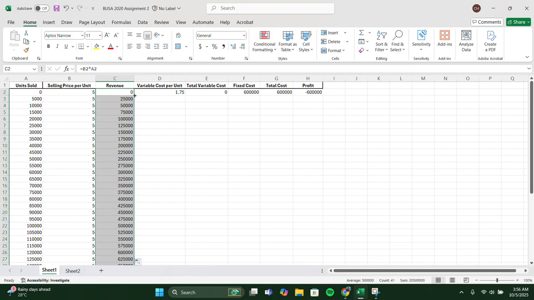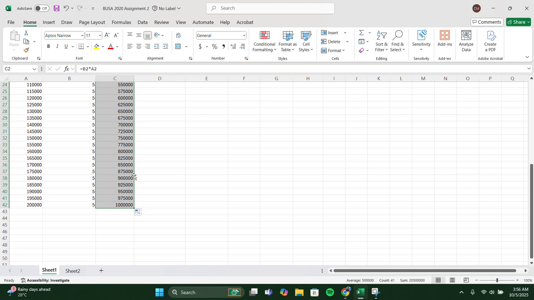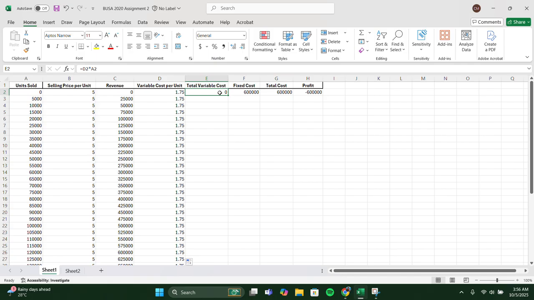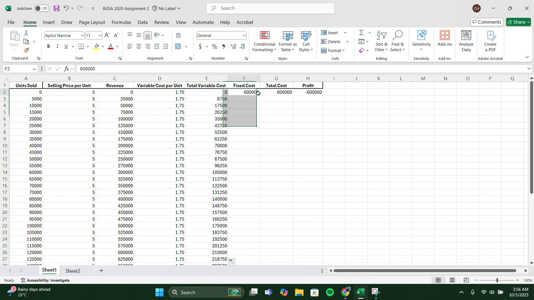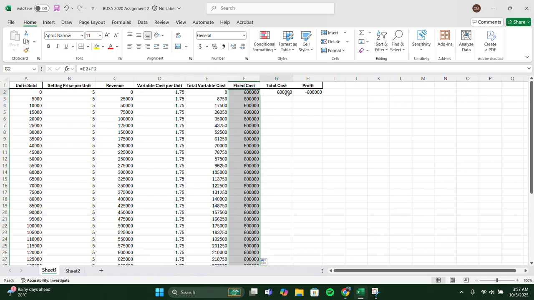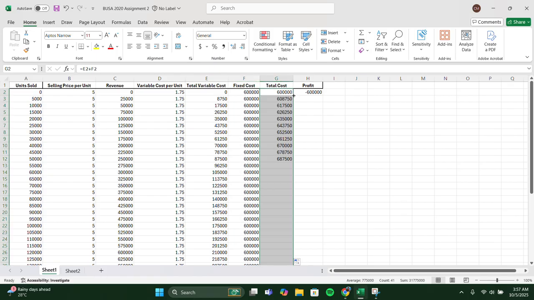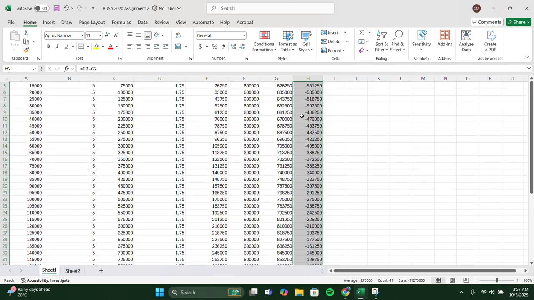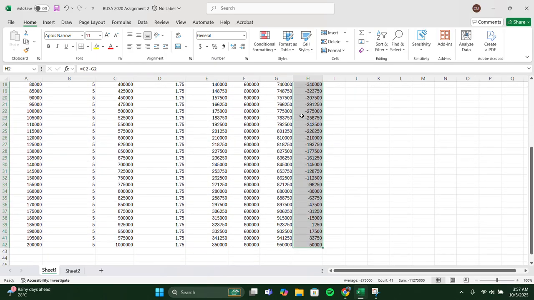Just double tap, and we see the revenue at 100,000. Same for the variable cost, the total variable cost, fixed cost, everything. The total cost changes. And for the profit, notice that the profit is negative for a while, but eventually it becomes positive.